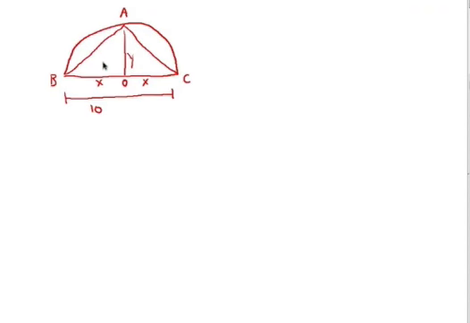Okay, for that question you asked me, here's a diagram. Here's a semicircle. Here's an inscribed triangle. And we know that the distance of BC is equal to 10. And what I did was I did the midpoint of BC as O. So what we're going to do is this.